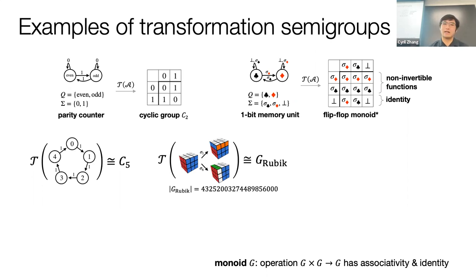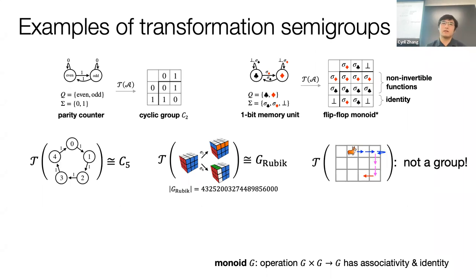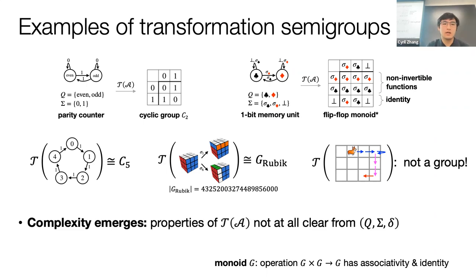Certainly, the group associated with the closure of the permutations that the Rubik's cube face rotations give us is the Rubik's cube group. This is an example of the combinatorial explosion of complexity possible just from a short description. Of course, when you have non-invertible operations, this is in general a semigroup, and it's not the flip-flop monoid, it's some other semigroup, say, attached to this grid world.